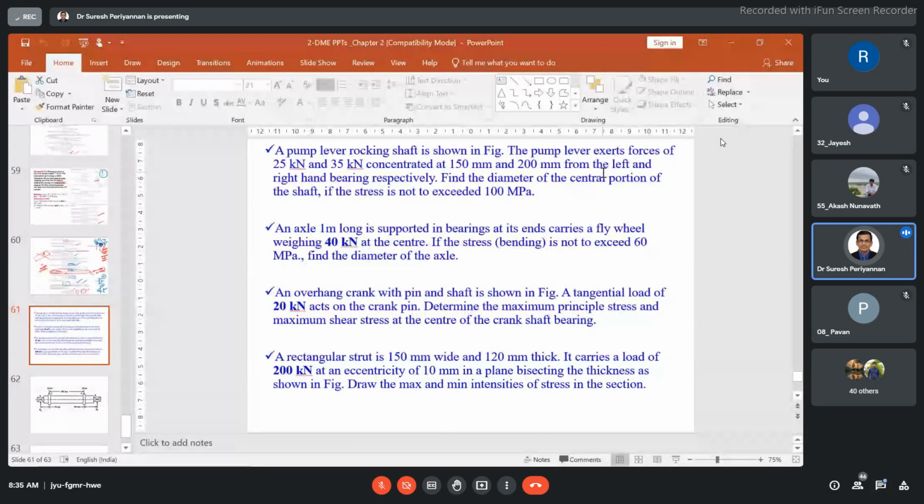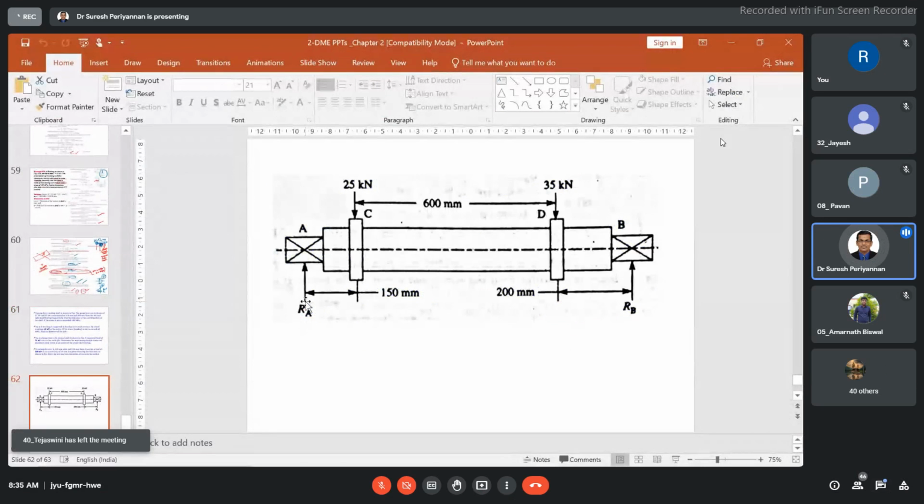See here, they have the load, where it is acting from the support of the shaft. The supports are nothing but bearings. With the help of the bearings, the shaft rotates freely. Now they have mentioned that the 25 kilonewton load is acting 150 mm from the left side support, and the 35 kilonewton load is acting 200 mm from the right side support. The support is nothing but the bearing.